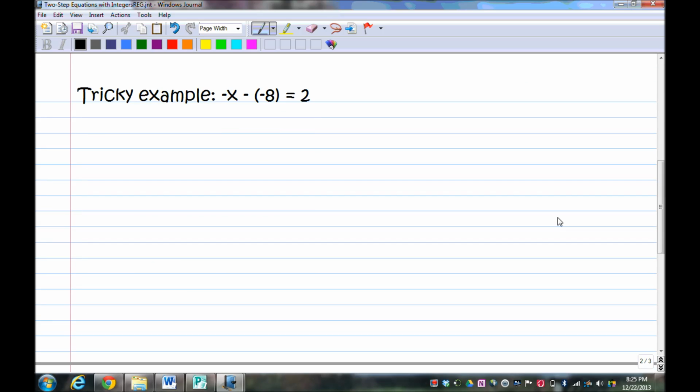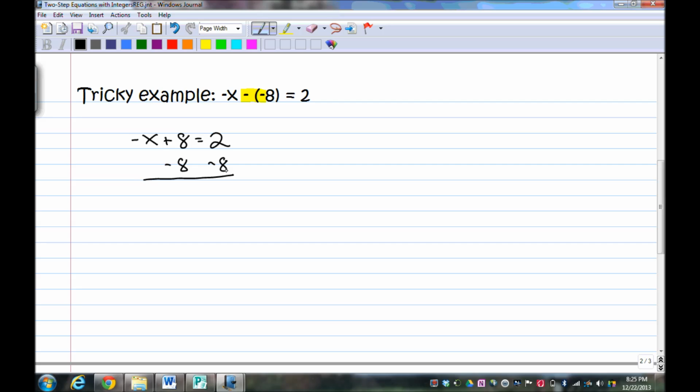Right here, this one is tricky for 2 reasons. First, it's tricky because I have that double negative. So the first thing you should do is this. Negative x plus 8 is equal to 2. Alright? Because those 2 negatives right there become a positive. Don't forget that. Now what I want to do is get rid of the plus 8, or that positive 8, by doing a negative 8 on both sides.